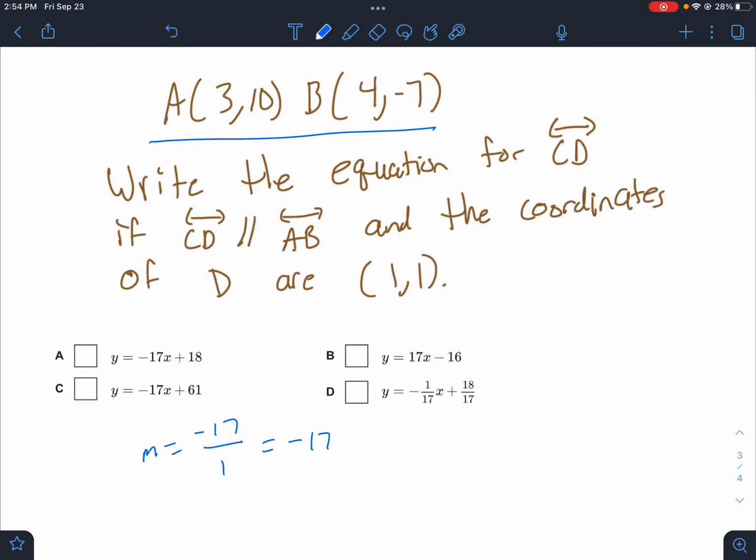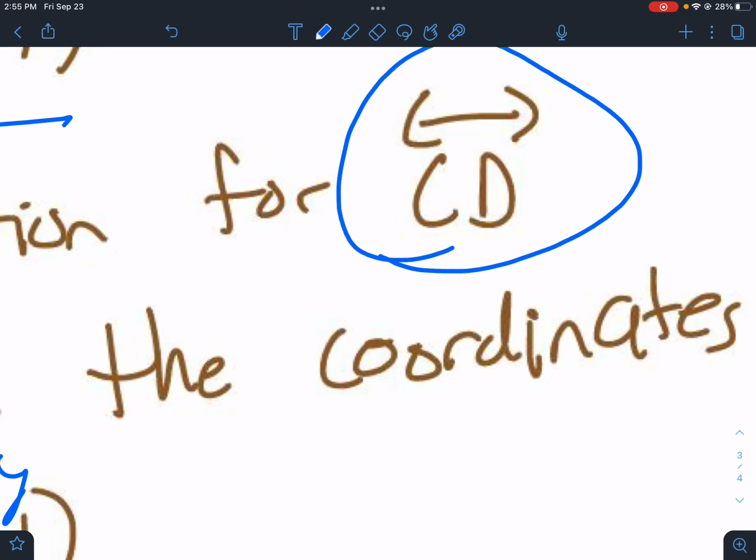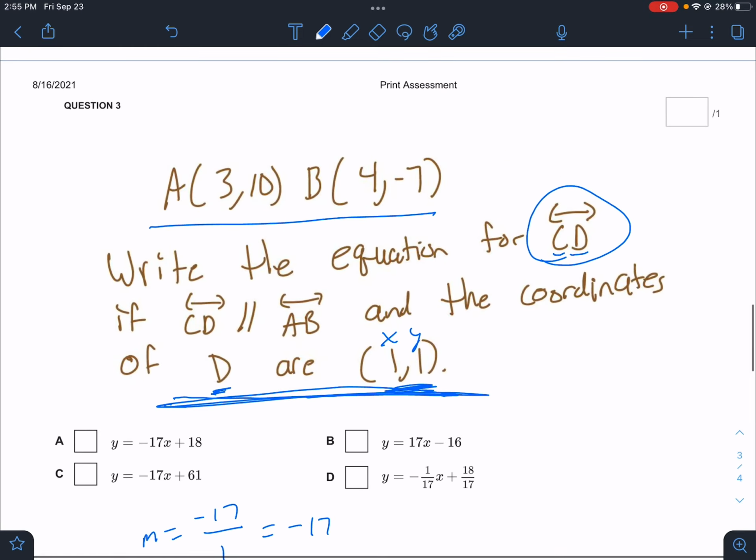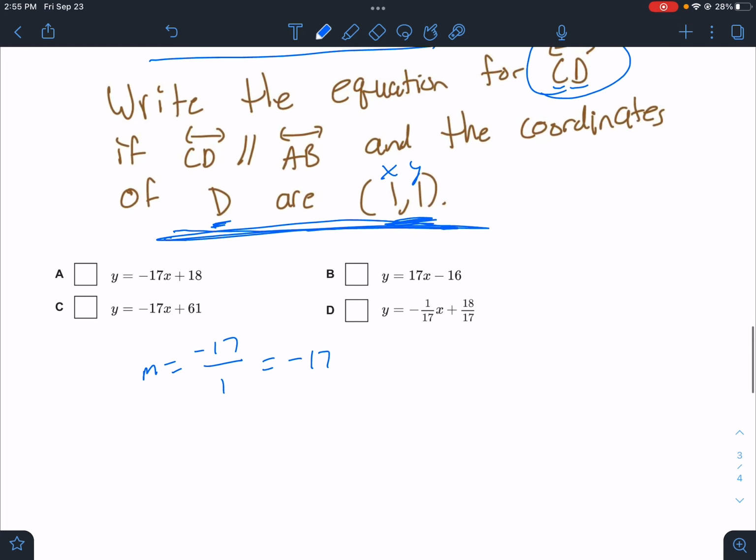Now I need an x and a y. I need a coordinate. Look what they gave us. Look how nice they were. The coordinates of D are 1, 1. That's my x, that's my y. Why do I want to use that x and y? Because it has to be the equation CD. I only have two choices that I know about, C and D. I don't have C anywhere in the problem, but I have D. D is the one I'm going to use.